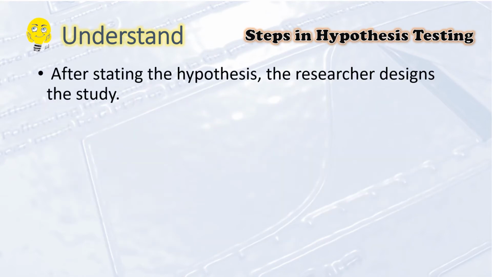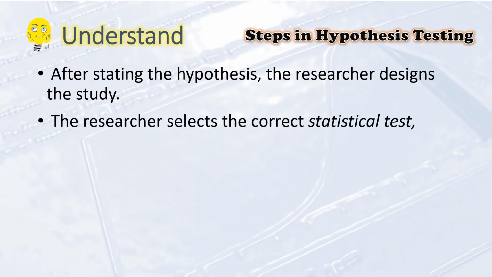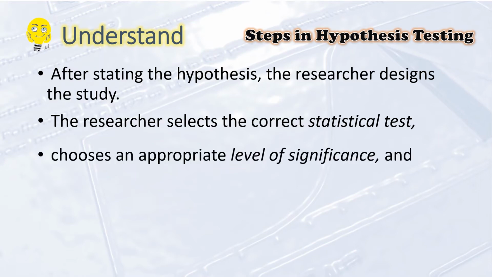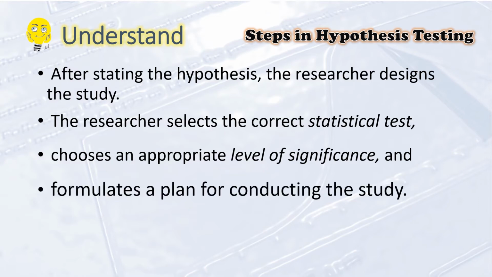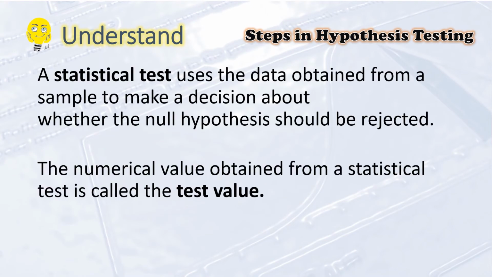After stating the hypothesis, the researcher designs the study. The researcher selects the correct statistical test and then chooses an appropriate level of significance and formulates a plan for conducting the study. A statistical test uses the data obtained from a sample to make a decision about whether the null hypothesis should be rejected. The numerical value obtained from a statistical test is called the test value.